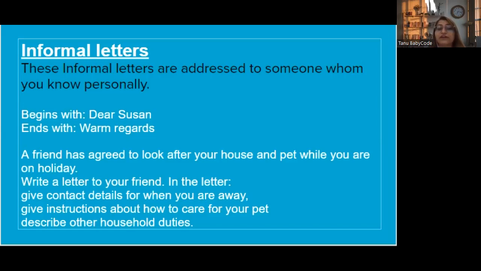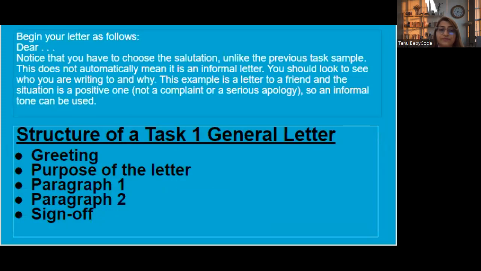Now see here, a friend has agreed to look after your house and pet while you are on a holiday. Write a letter to your friend. In the letter, give contact details for when you are away. Give instructions about how to care for your pet and describe other household duties. So you are writing a letter and 3 bullet points are here.